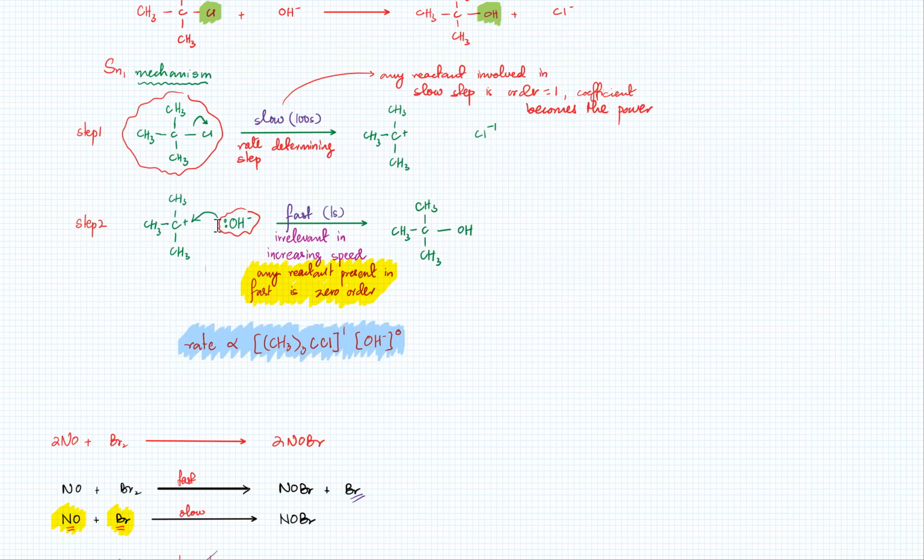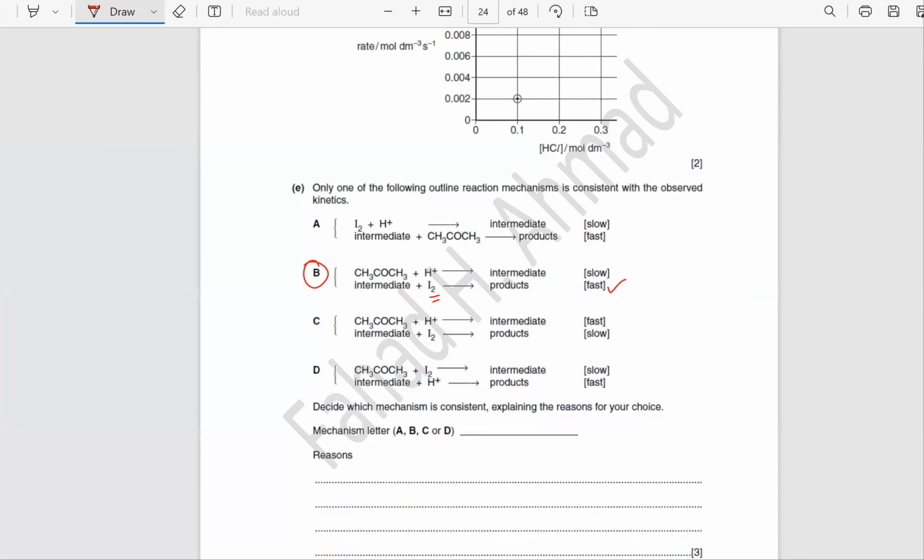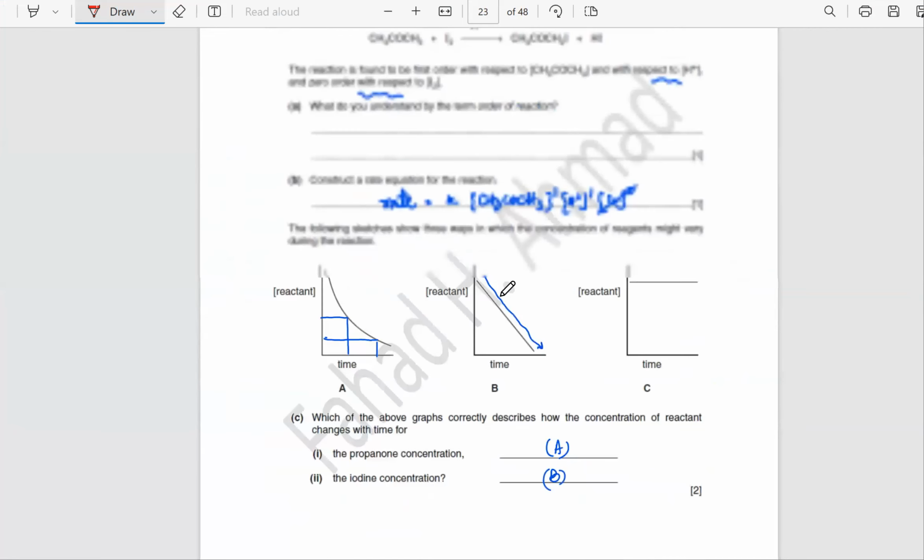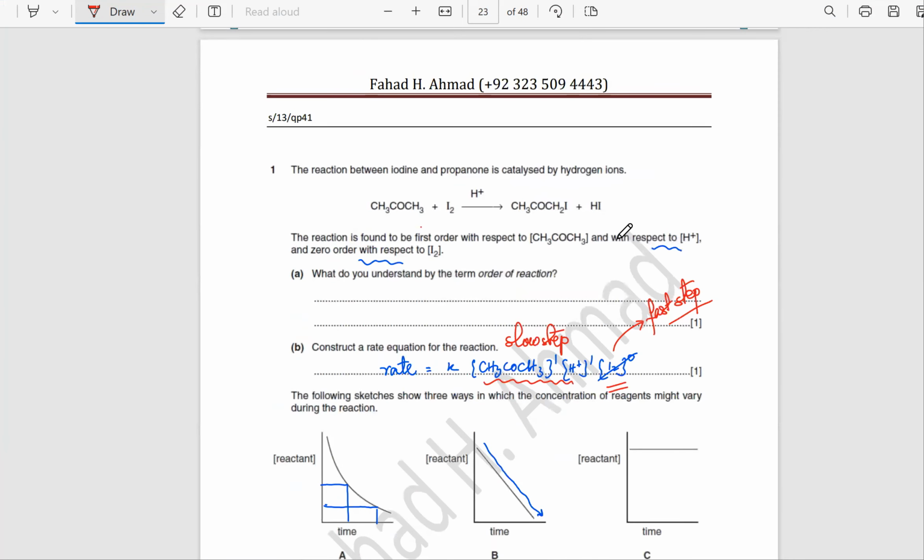And who is order 0? Anything that's involved in the fast step. So in the question, the orders were already given. He had given you all the information, he gave you the rate equation. So the rate is dependent on these two, not on iodine. This means these two must be in the slow step. Whatever the mechanism is, let's assume we don't know it, but these must be in the slow step. Okay, is this clear?